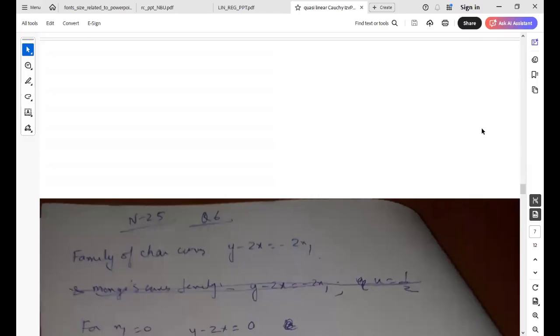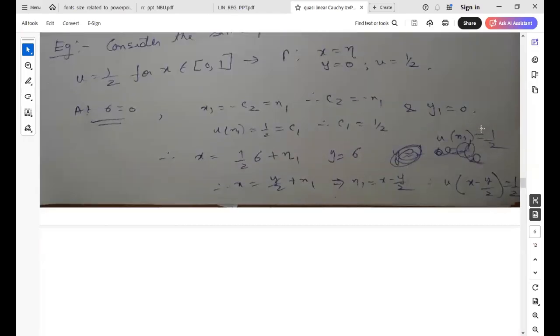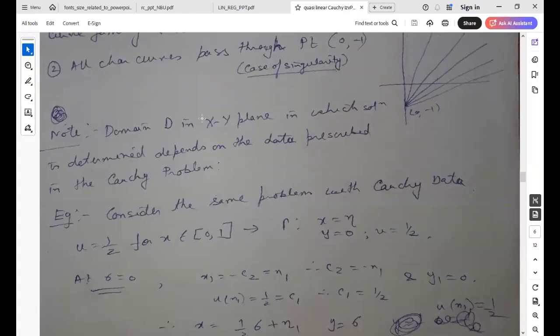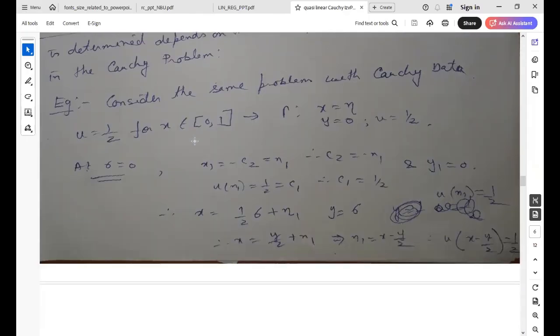So as I said, our main motive was to show the initial data type is playing a big role over how we are finding out the domain in the xy plane, where your solutions are. You are fixing some solution value of u fixed, and you are getting the characteristic class. That domain of the characteristic class depends on the initial data which you are provided, or which you are using to solve the problem. Okay, so this is it.